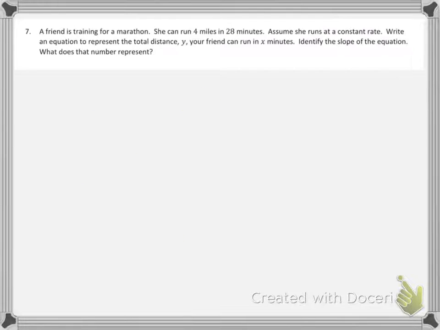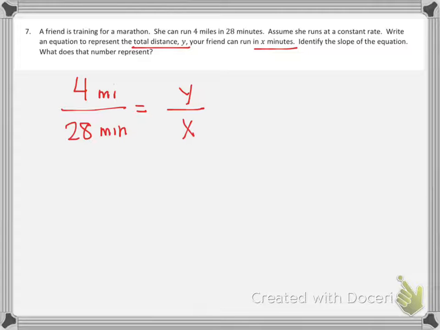That's it. Number 7. A friend is training for a marathon. She can run 4 miles in 28 minutes. Assume she runs at a constant rate. Write an equation to represent the total distance y your friend can run in x minutes. Identify the slope of the equation. What does that mean? Well, this is what we did a few lessons ago. We just write our rate, which is 4 miles in 28 minutes. And we're going to set that equal to y, which is our total distance, over x, which is the number of minutes. And then we just use means extremes to cross multiply. So I get 28y is equal to 4 times x.